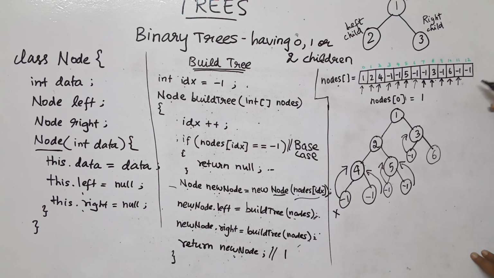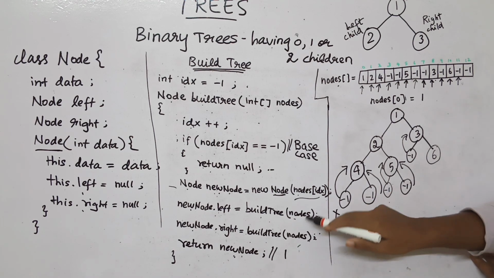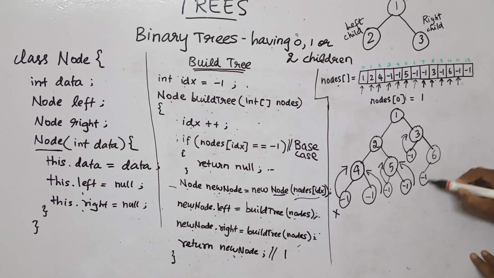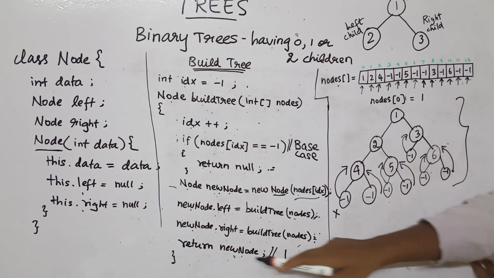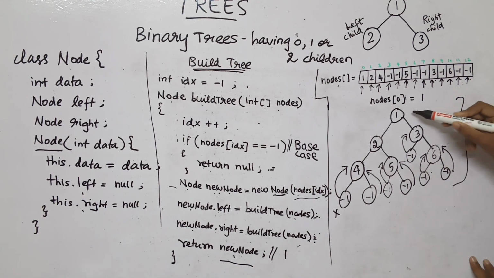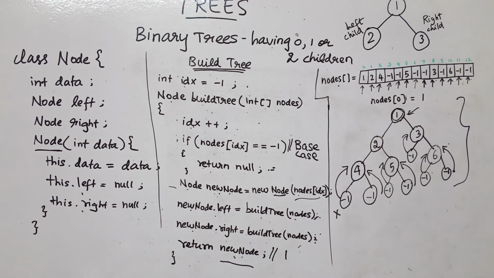Now for node 6, the left subtree will be -1. So the base case is executed and it will return null and we'll go back. And next for the right subtree, it is also -1, so we'll move back. Now the entire binary tree is built and the root of the binary tree, 1, will be returned as the new node, since the recursion backtracks to the very first function call.